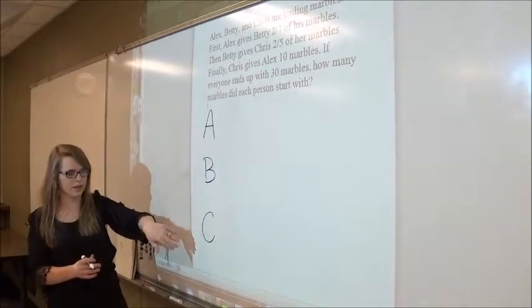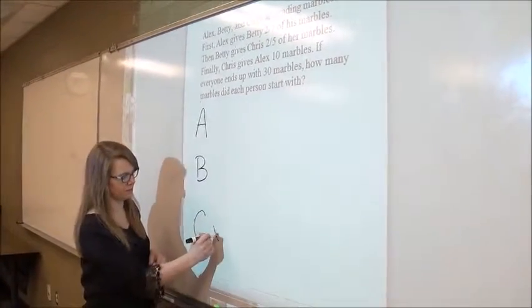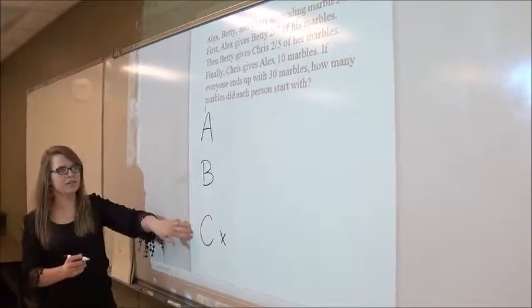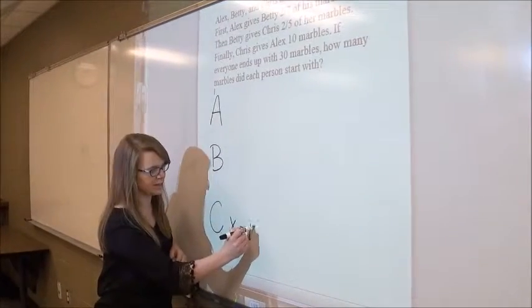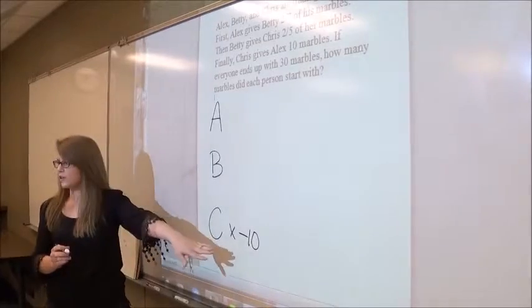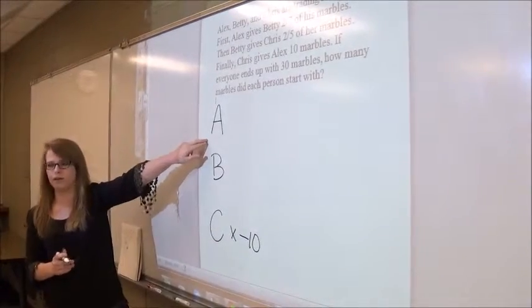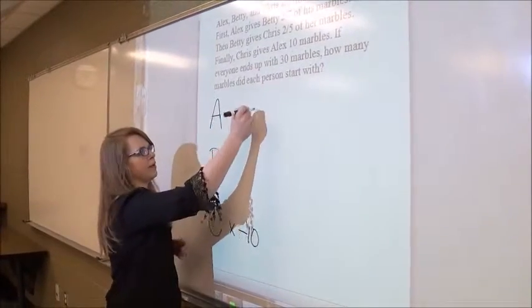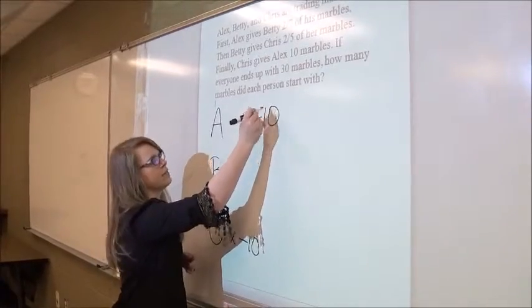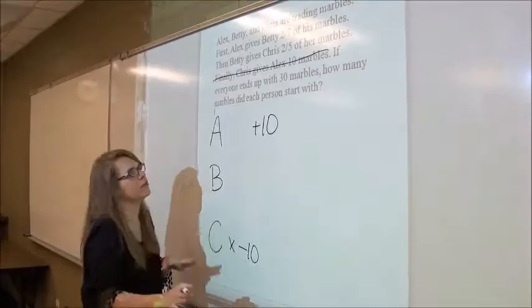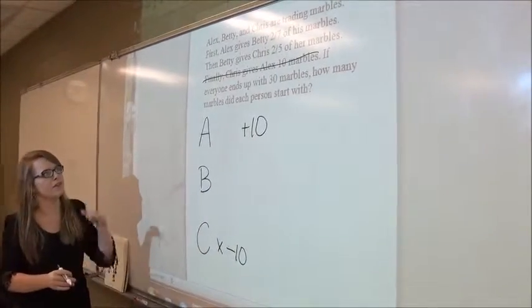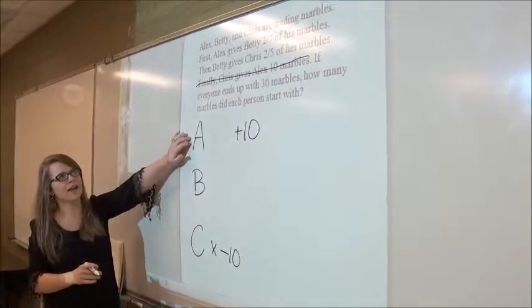So to start with, let's just call Chris X. And we know that Chris gives away 10 marbles. So we're going to minus 10 here, and we know that he gives those 10 marbles to Alex. So we're just going to add a plus 10 over here. So we can actually cross this line completely out. We're done with that. Okay, so next, let's talk about Alex.